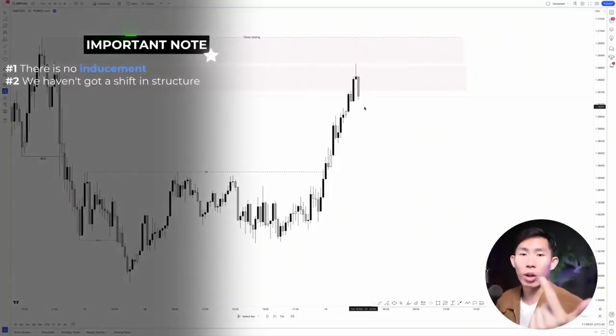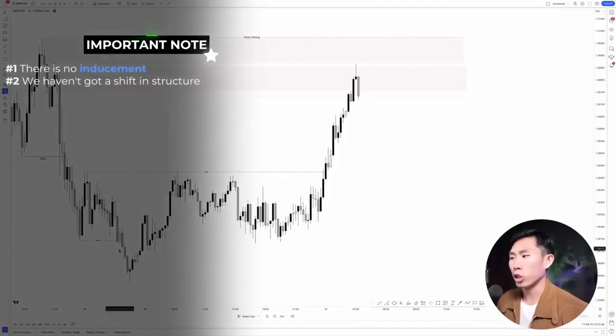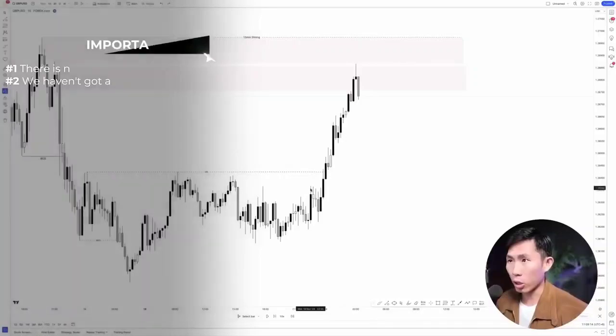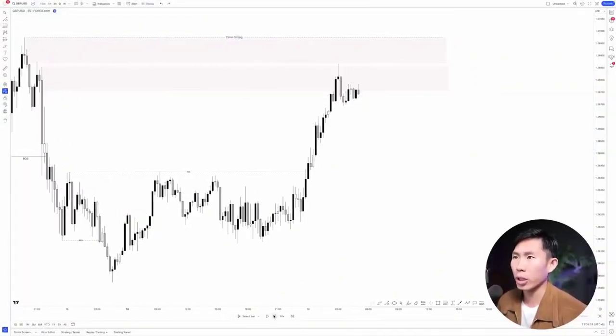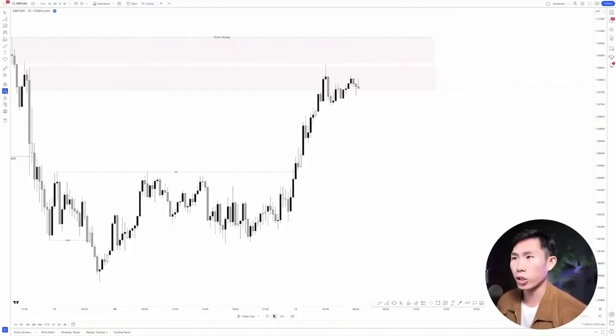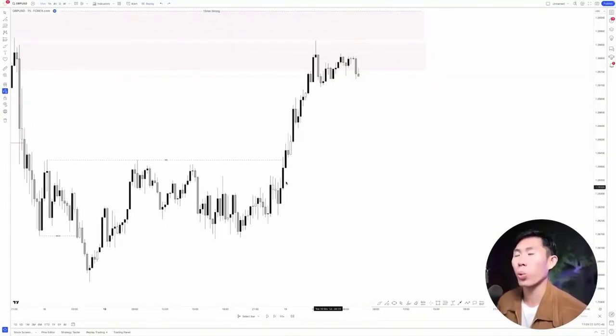Second of all, we haven't got a shift in structure that tells us the structure has shifted bearish, and right now we're going to continue to go down. Because right now price can continue to go up even further. Okay, so you can see price started shifting bearish, and then we are getting a reaction from this zone right here. And what do we have right now?